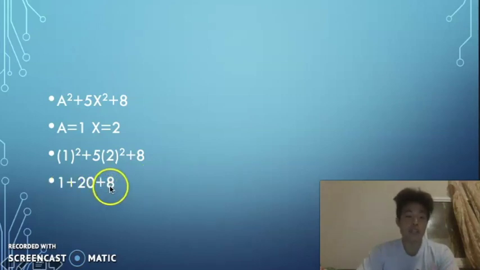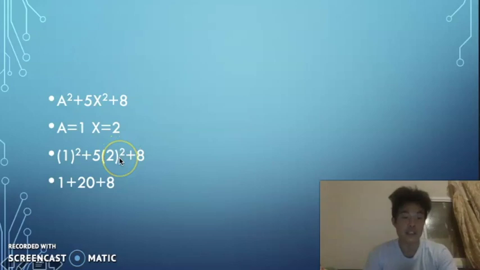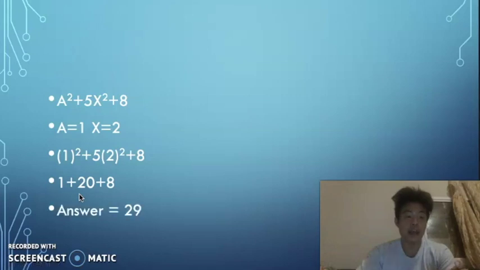Now the thing I want you to be careful of here is the order of operations. Remember, with this one, we want to do 2 squared first, since it is parentheses, exponent, multiplication. So we want to do the exponent here first, 2 squared, which would give us 4. So we do 4 times 5, which equals 20. So we can say that when we are evaluating for a equals 1 and x equals 2, we get our answer of 29.